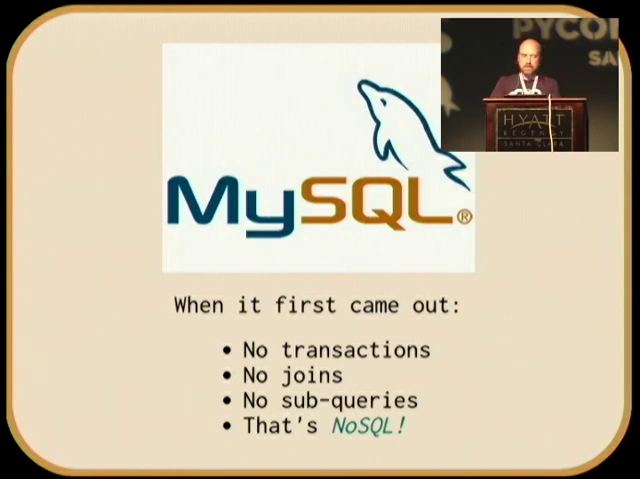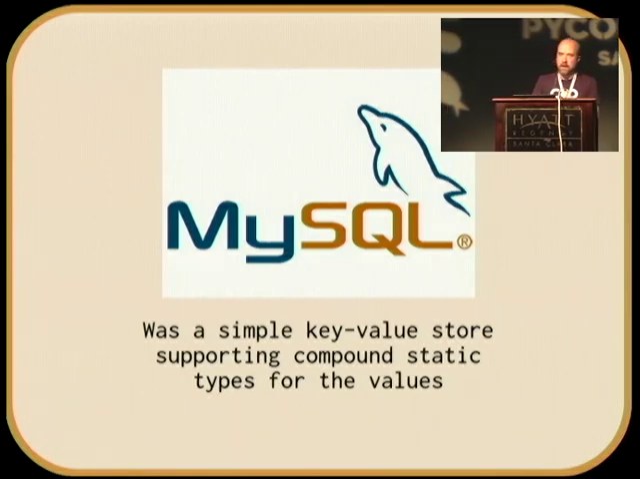If you go back and look at the first version, it had no transactions, no joins, no subqueries. That's NoSQL. But it caught on like wildfire because it was what people needed. It was 1995, or maybe 98. People were tired of storing passwords and usernames in a flat file and having to reread the flat file every time. They needed a simple key-value store, and in this case, it happens to be a key-value store supporting compound static types for the values that it called rows. But it wasn't relational, and it solved people's problems just fine if they just needed a list of their users.